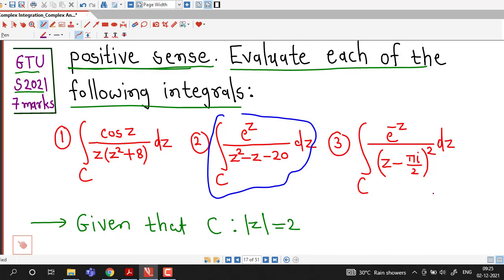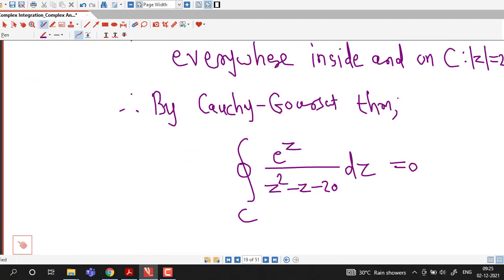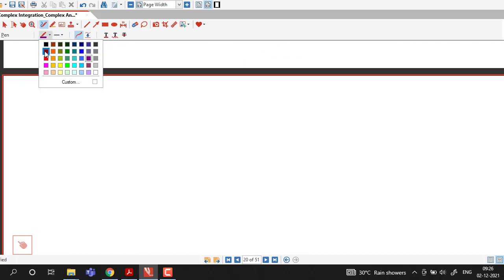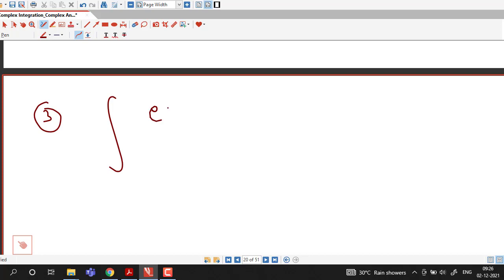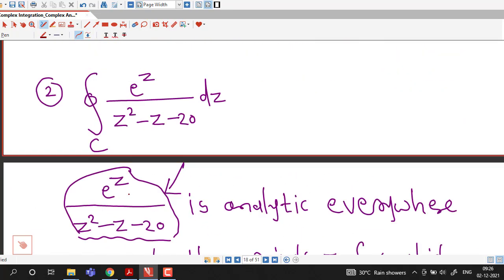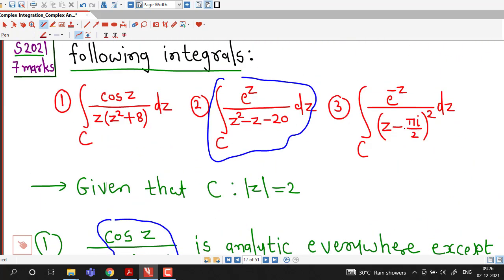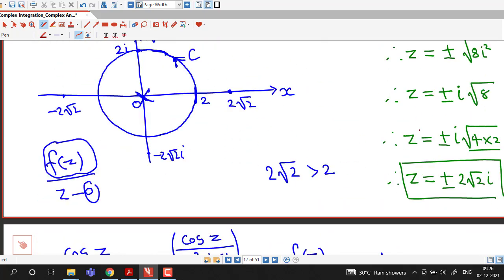Now we come towards the last integral. It is e raised to minus z over z minus pi I by 2 whole square. So let's try to evaluate that integral. So the last one is e raised to minus z divided by z minus pi I by 2 whole square. The contour is mod z equal to 2. So let me check again. It is e raised to minus z divided by z minus pi I by 2 whole square.